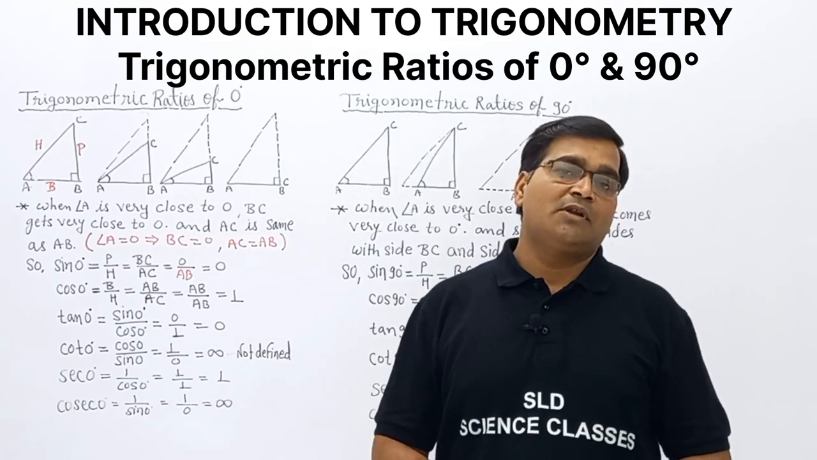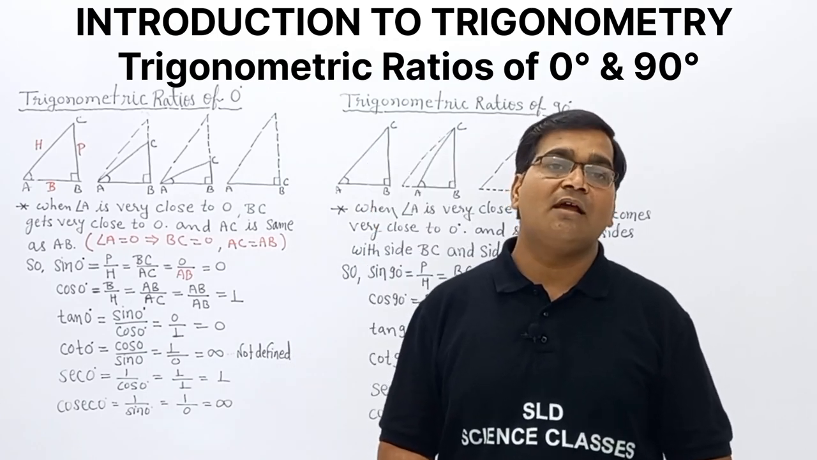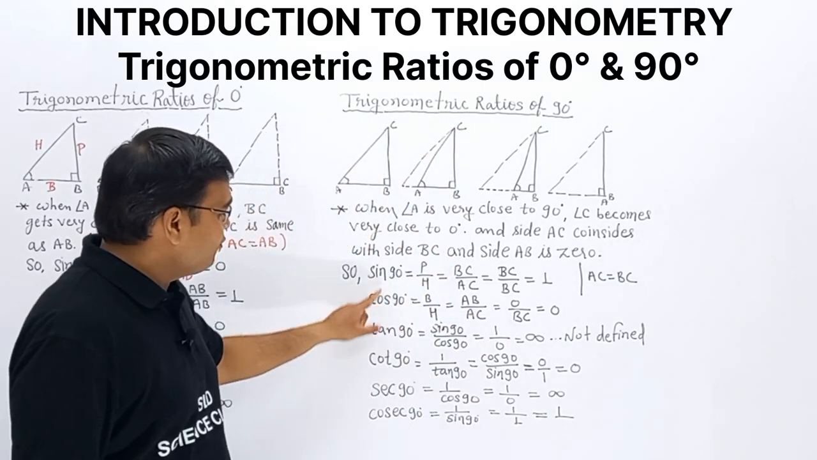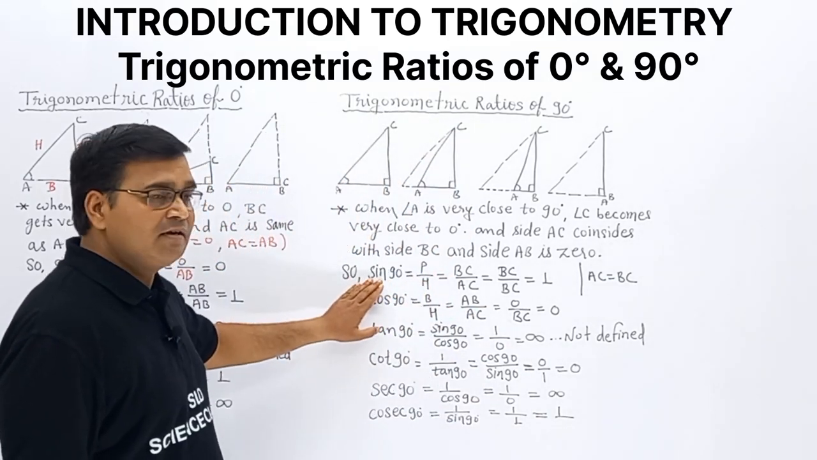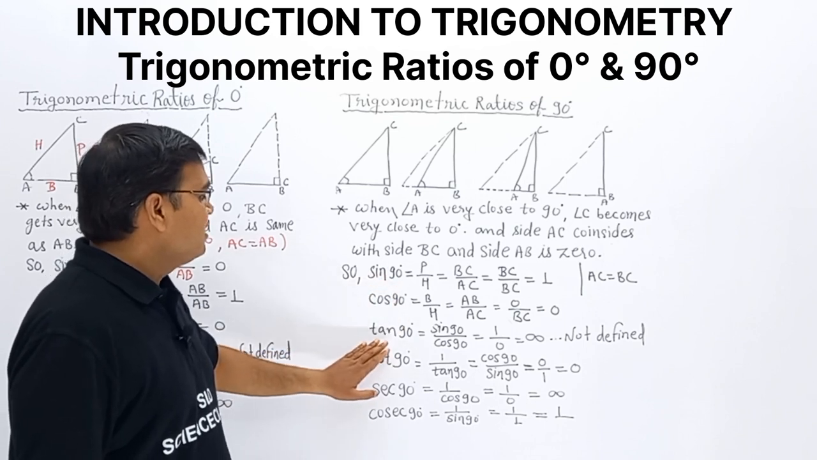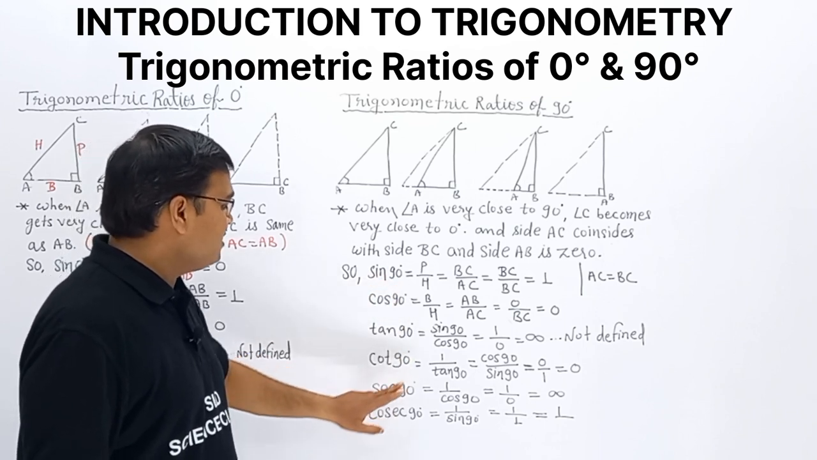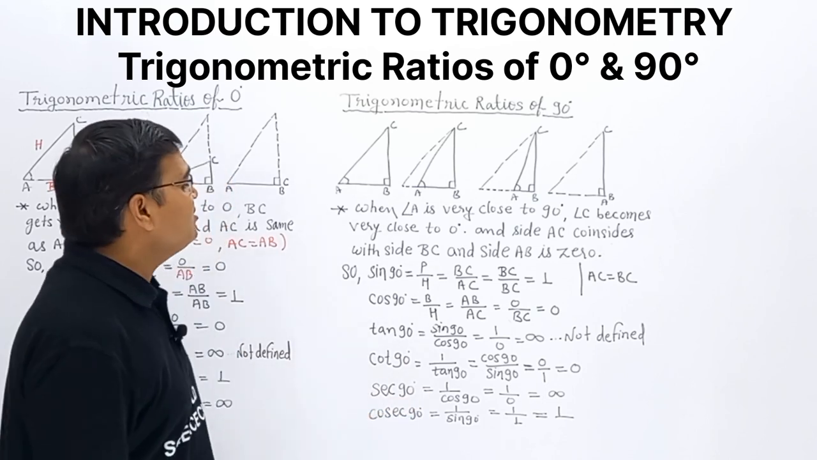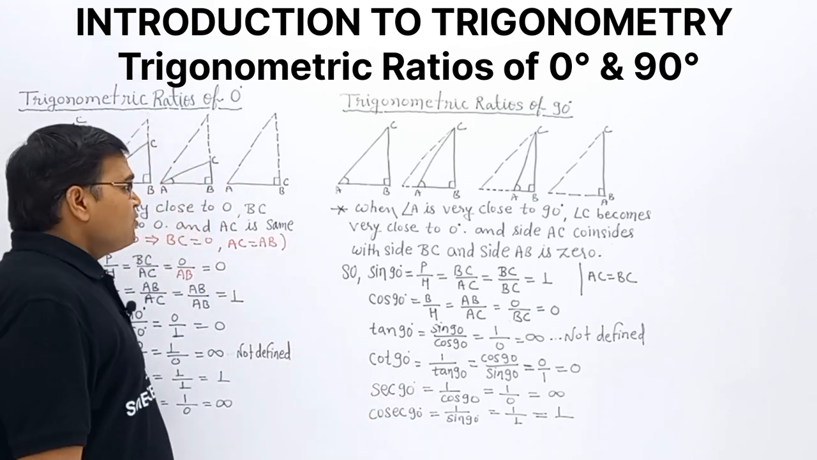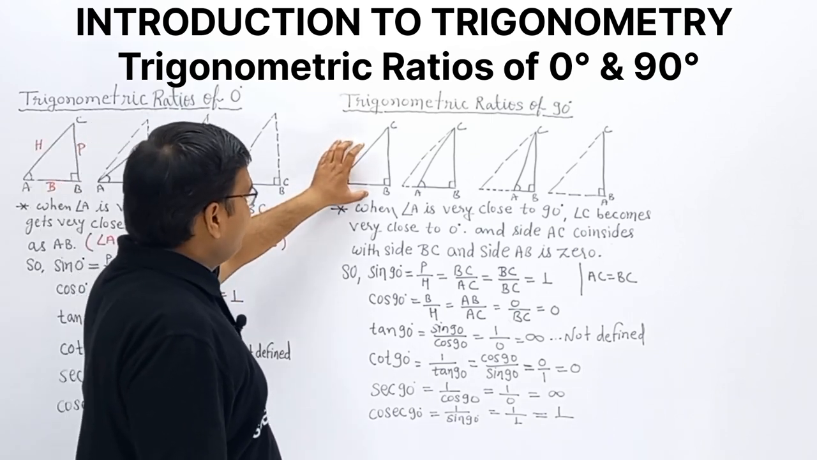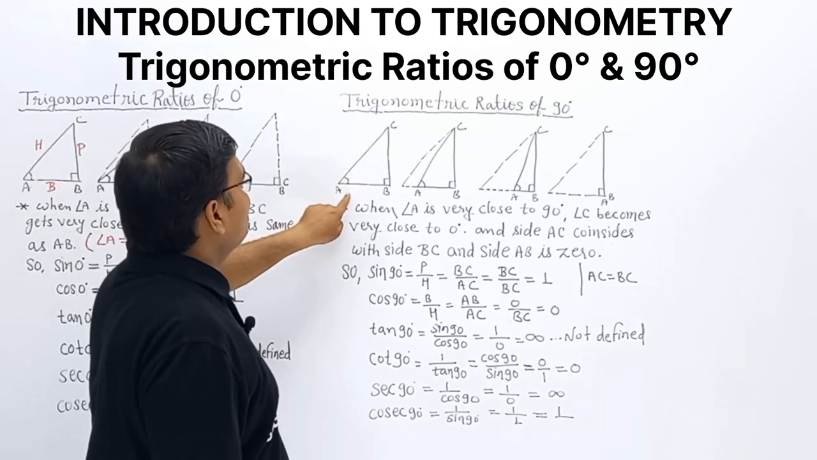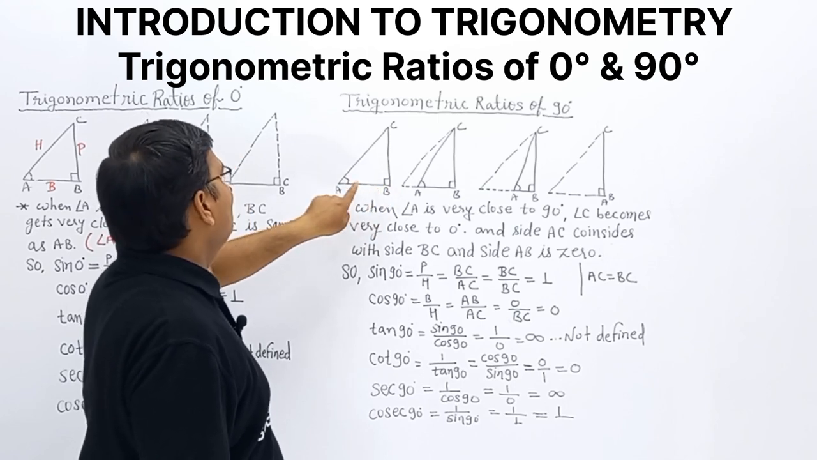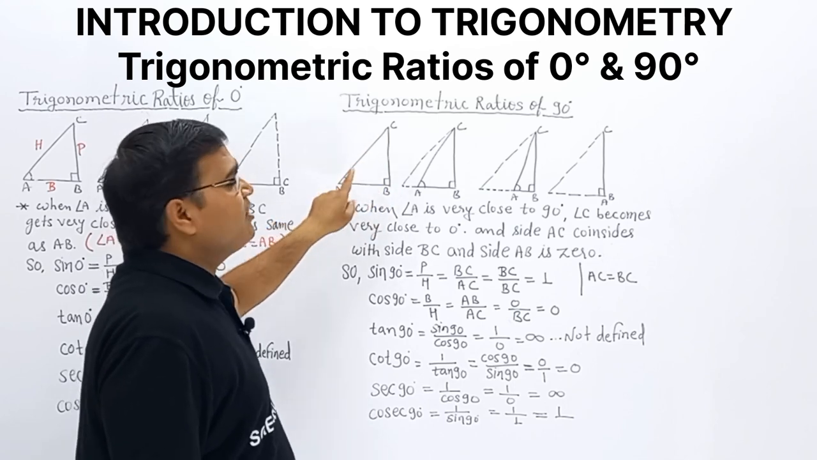Now we want trigonometry ratios at angle 90 degree. If we have angle 90 degree, then what will be the values of sin 90, cos 90, tangent 90 degree, cot 90 degree, sec 90 degree, and cosec 90 degree? So how will we find these values? We take one right triangle in which B is right angled, B is 90 degree, and A and C are acute angles.